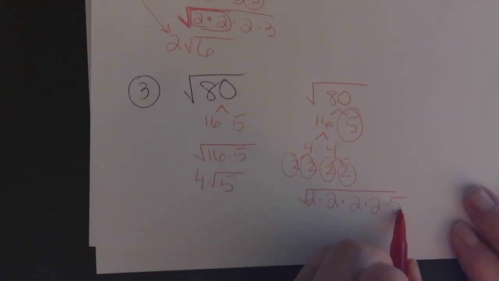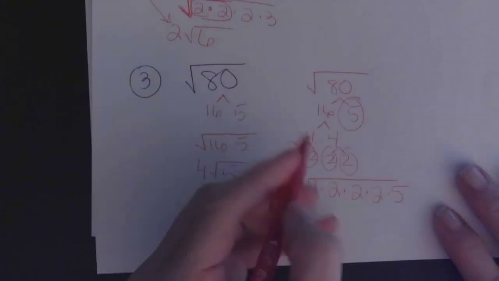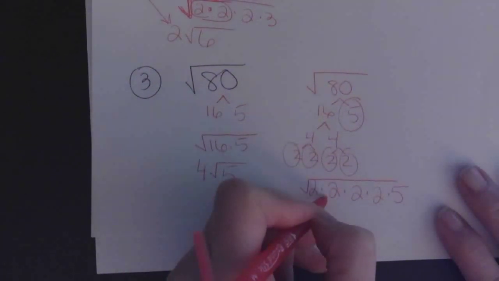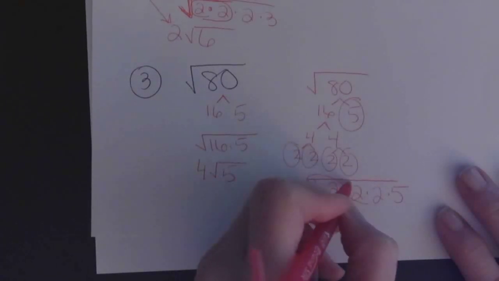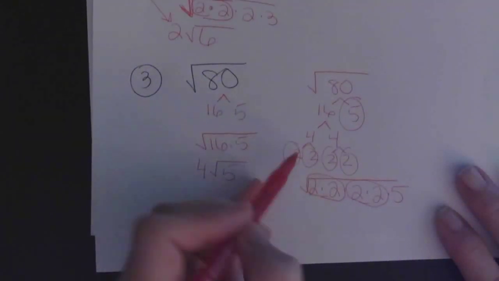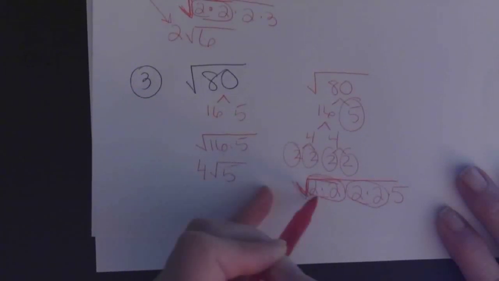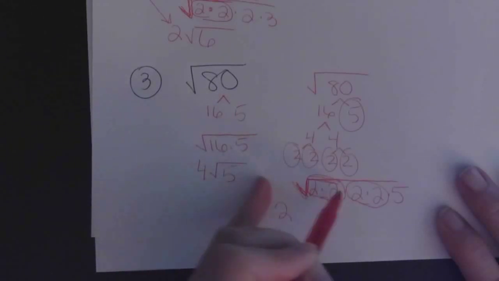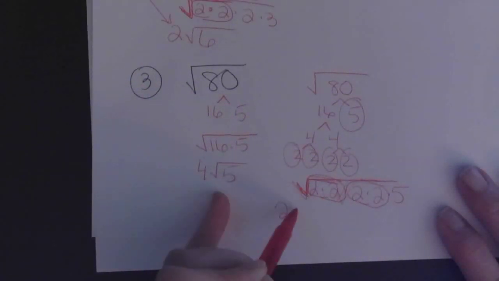You can check it. 2 times 2 is 4. 4 times 2 is 8. 8 times 2 is 16. 16 times 5 brings you back to 80. Now we want to find our perfect squares, meaning our pairs. So 2 times itself is a perfect square, 4, and another one. So check out what happens. Well, what's the square root of this first pairing? The square root of 4 is 2.